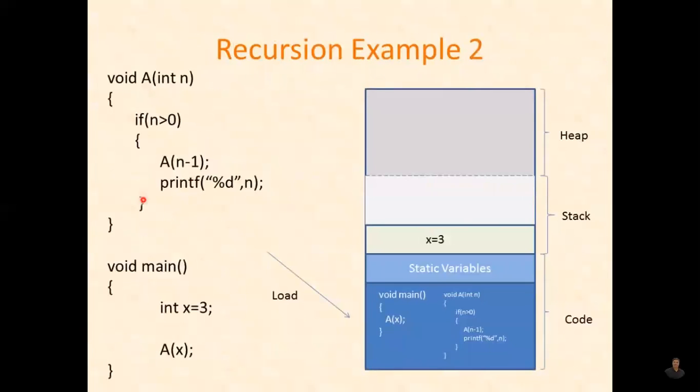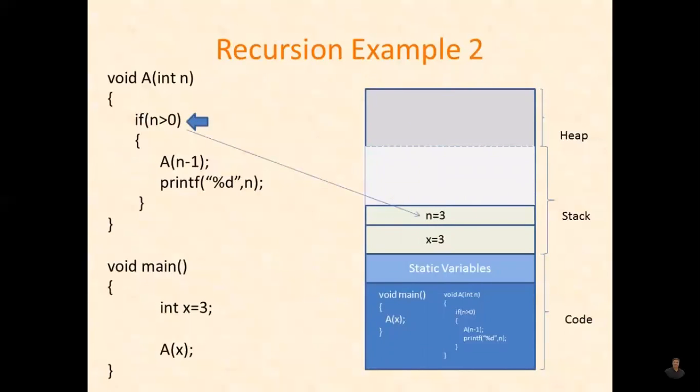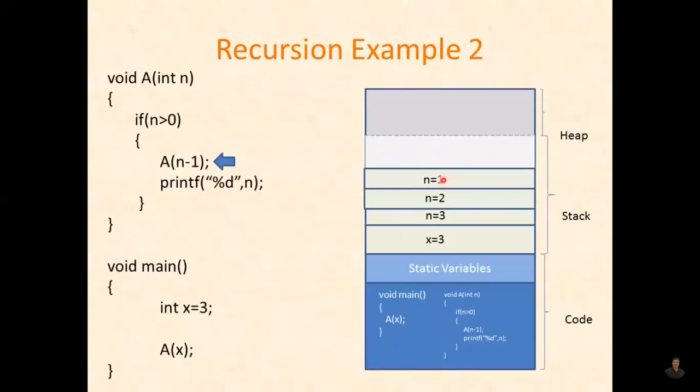Let us see. Code is loaded in the main memory. Activation record for main. Function is called. Activation record is created. Condition is checked. Call itself with a new value, n is equal to 2. Now this is checked. Again call itself with value n is equal to 1. Condition is checked. Again call itself with value n is equal to 0. Now this time this condition fails, so the function terminates, so its record is gone.